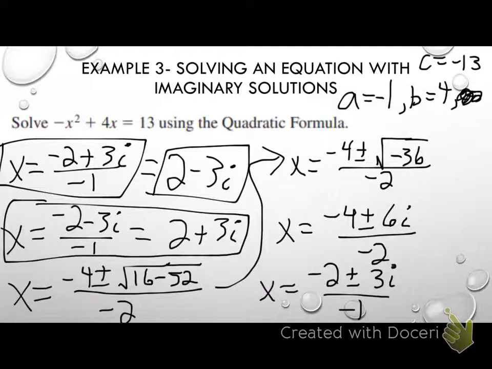So up here, I get negative 2 plus 3i over negative 1. So I can break up the plus and minus, right? Here I just divided these two by negative 1, because that's what's happening. Negative 2 divided by negative 1 is positive 2, and 3i divided by negative 1 is negative 3i. Here, it's negative 2 minus 3i over negative 1. Negative 2 divided by negative 1 gives 2, and negative 3i divided by negative 1 is plus 3i.